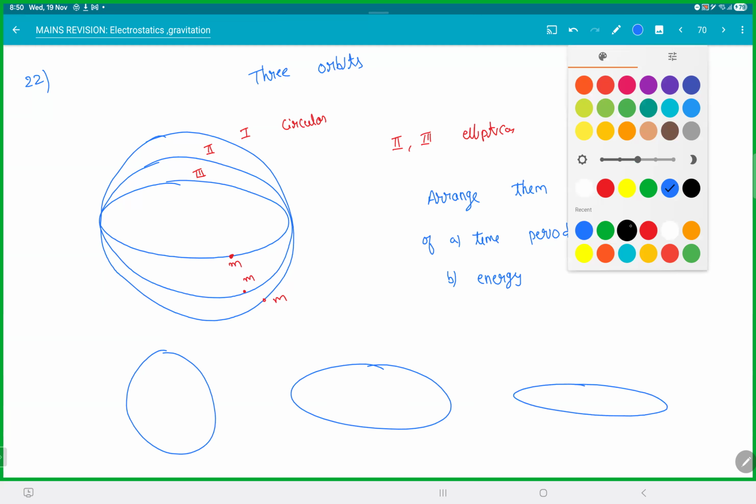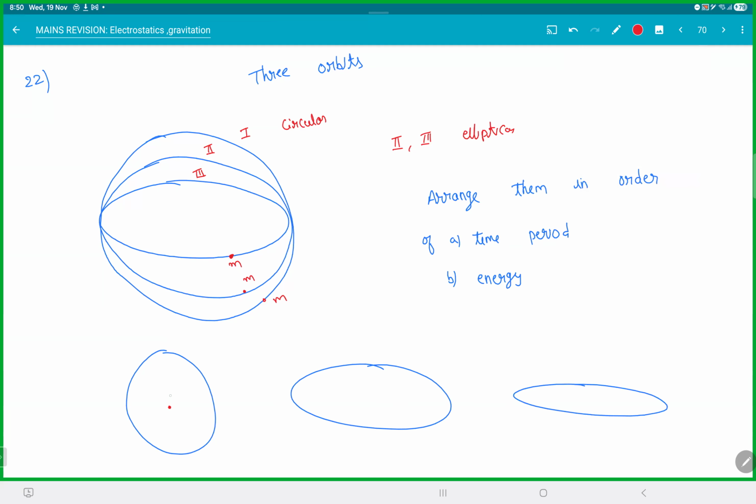For the first case, the star is at the center. In the second case, the star is somewhere here. The star is not at the same place for all the 3 orbits. In this case, the star is somewhere here. You're getting it? The focus is different. But all of them will have the same semi-major axis. That's what they're trying to show there. So you have 3 orbits of the same semi-major axis. Then arrange them in the order of time period and energy.